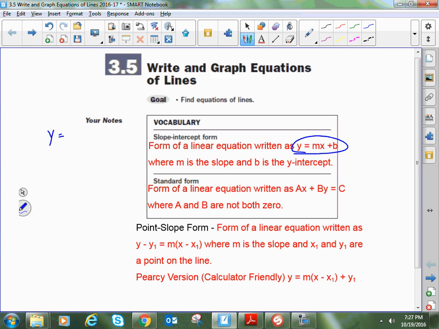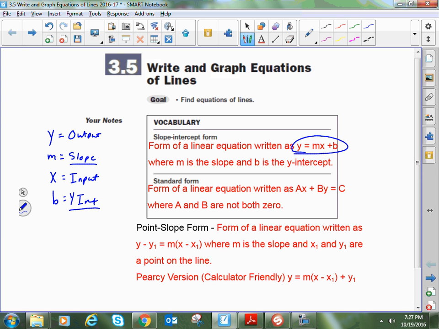Y, let's just go through them in order. That's an output. You know, that's like your dependent variable. It's a number. It's your output value. M, what you saw from your last lesson, that's your slope. Change in y over change in x. X, well, if y is the output, x has to be an input, and b is the y-intercept. So it's called slope-intercept because it uses those two particular things in the equation itself.